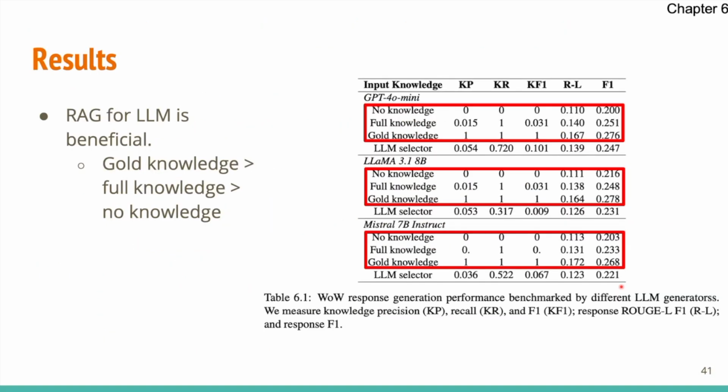We got a whole bunch of very interesting results. First, we found that RAG for LLMs is beneficial, even though the LLM may have seen the Wikipedia articles during training already. We consistently find that RAG with gold knowledge outperforms the full knowledge setting, which means we do not use a knowledge selector and directly feed all the available knowledge to the generator model. And this full knowledge setting further outperforms the no knowledge setting, which means we only rely on the LLM's memory without any retrieval.